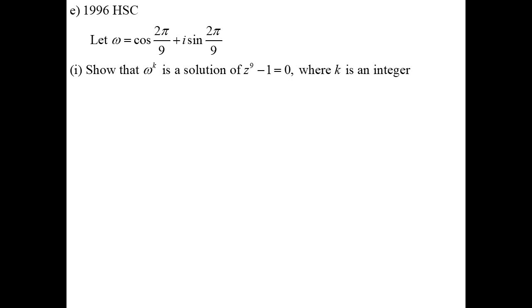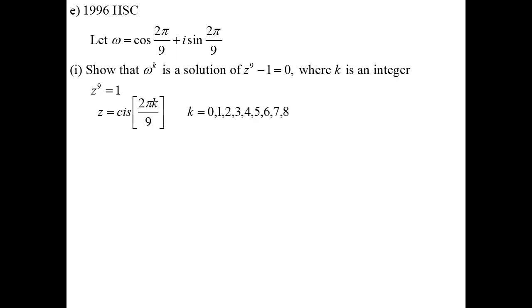A very old paper now. Here's one that came from 96, the 9th roots of unity. But they've told us which one is going to be omega. So it's going to be cos 2 pi on 9 plus i sine 2 pi on 9. Show that omega to the power of k is a solution of z to the power of 9 minus 1 equals 0. So z to the power of 9 is equal to 1.